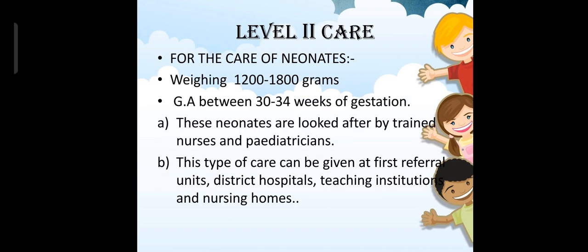Now we will see the level 2nd care. The level 2nd care is given for neonates who are weighing between 1200 to 1800 grams and the gestational age will be between 30 to 34 weeks of gestation. These neonates are looked after by trained nurses and pediatricians, and this type of care is given at the first referral units, the FRUs, and the district hospitals, the teaching institutions, for example AIIMS, or any other institution, and nursing homes.